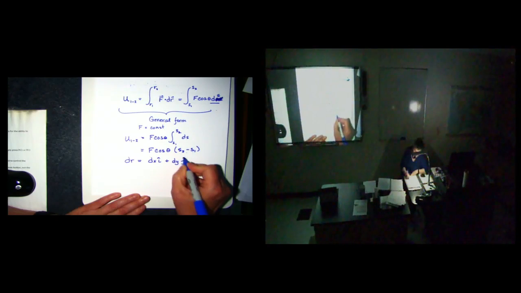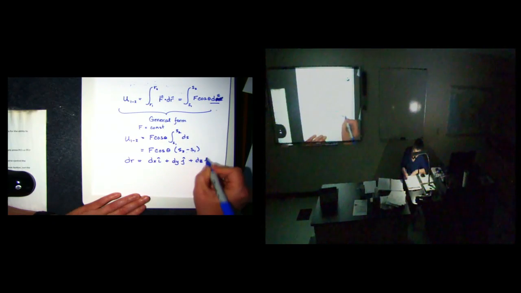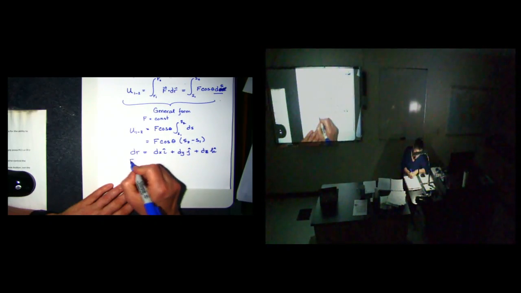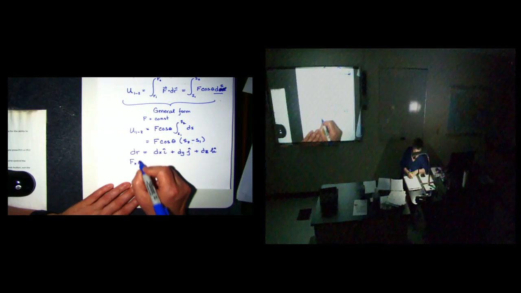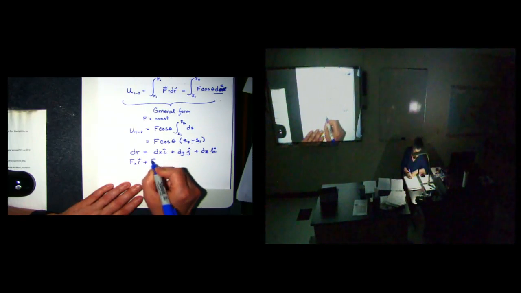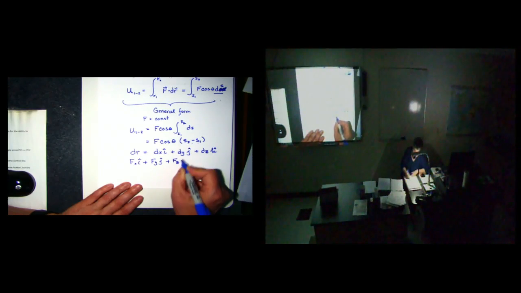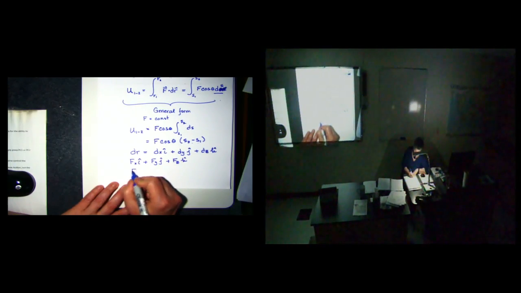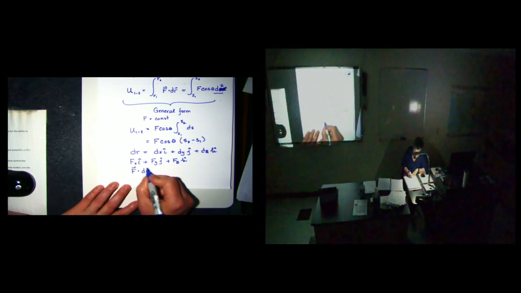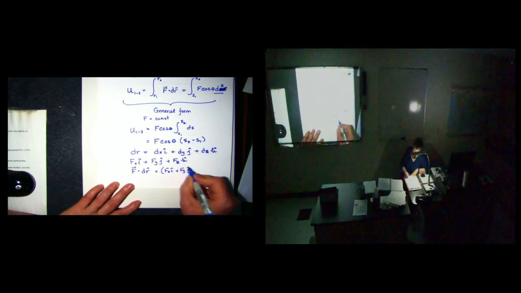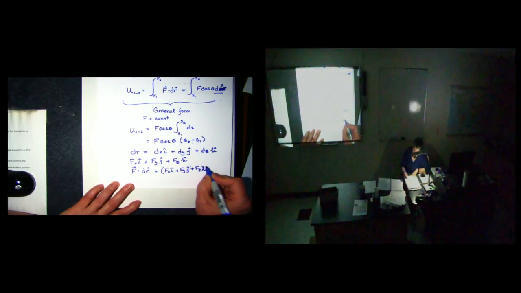So let's just simplify something, right? Let's look at weight. So if my force happens to be weight, that's going to be negative weight in the k direction. And I'm going to deal with a dr. And I'm going to look at the work done.